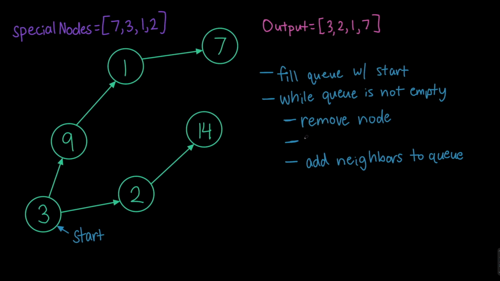We just move on. So we can just write right here, if is a special node. If the current node is a special node, then add it to the output. Otherwise, we don't have to do anything. So we can just say add to output.